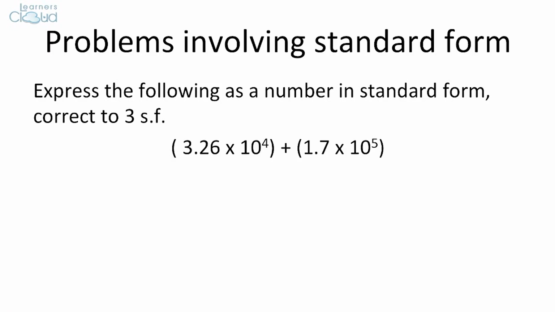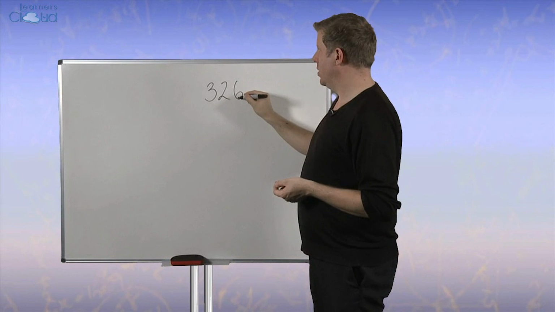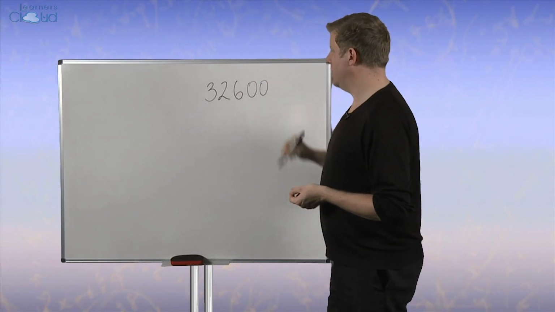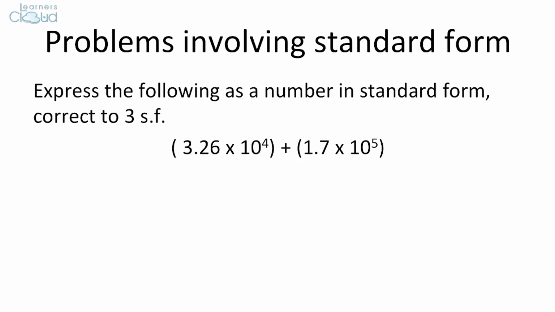So if we look at the question up here, it tells us that 3.26 times 10 to the power of 4 add 1.7 times 10 to the power of 5 is the question they want us to work out. So I'm going to change both of those first of all into ordinary numbers. Now 3.26 times 10 to the power of 4, you should all be happy, gives us 3, 2, 6 and 2 zeros on the end, 32,600.